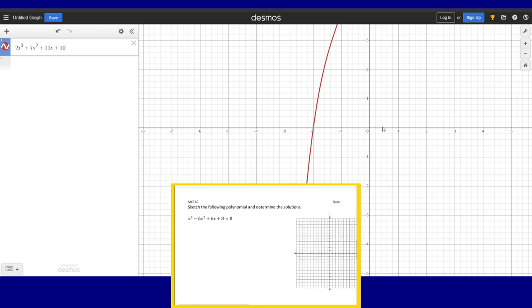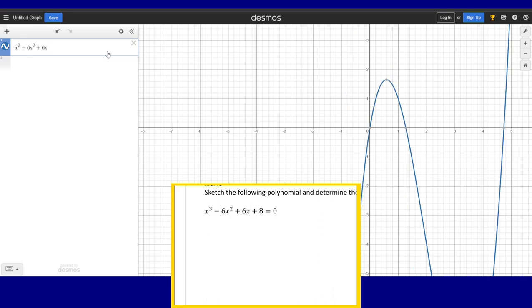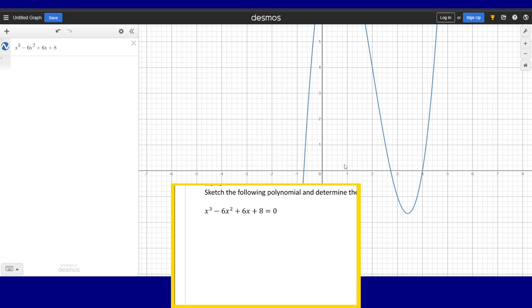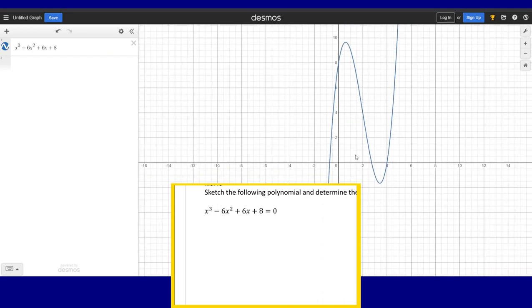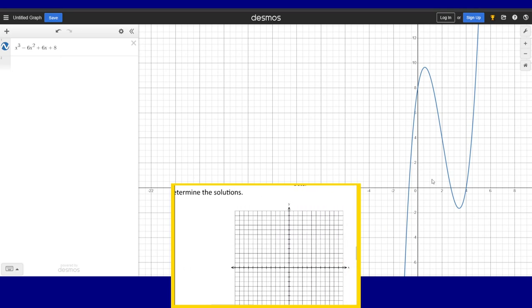Let's look at another example. So a different function. I'm just going to enter that into Desmos. x cubed minus 6x squared plus 6x plus 8. And here we see a different function. So I'm going to zoom out a bit so we get a better idea of what it looks like. I'll slide it over so my mini screen doesn't block it.